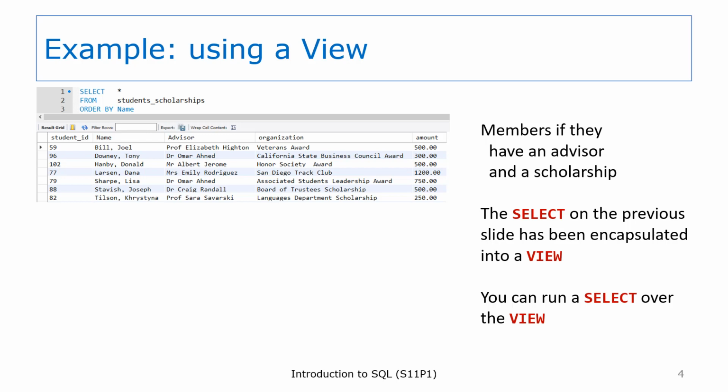As you'll see, there's no magic here. Behind the scenes, we have created a view named students_scholarships. That view is made up of the select statement that we saw on the previous slide. Once you create the view, it remains in the database. It is not a table since it does not contain any data. Instead, a view lets you access data in the underlying tables.